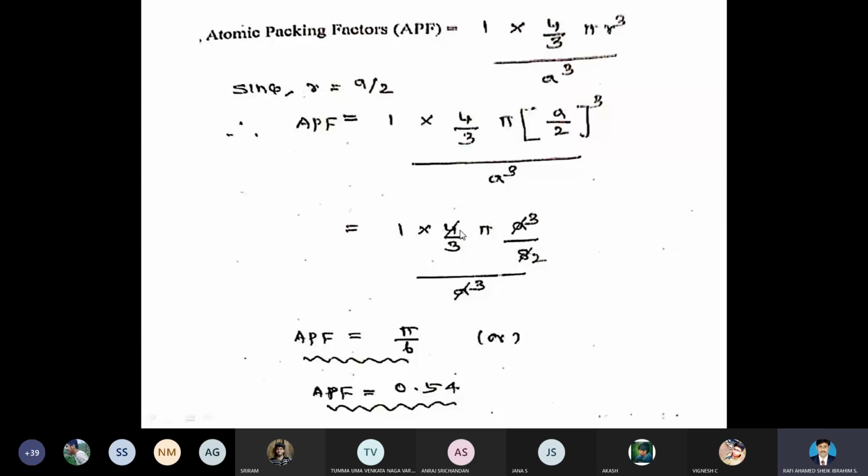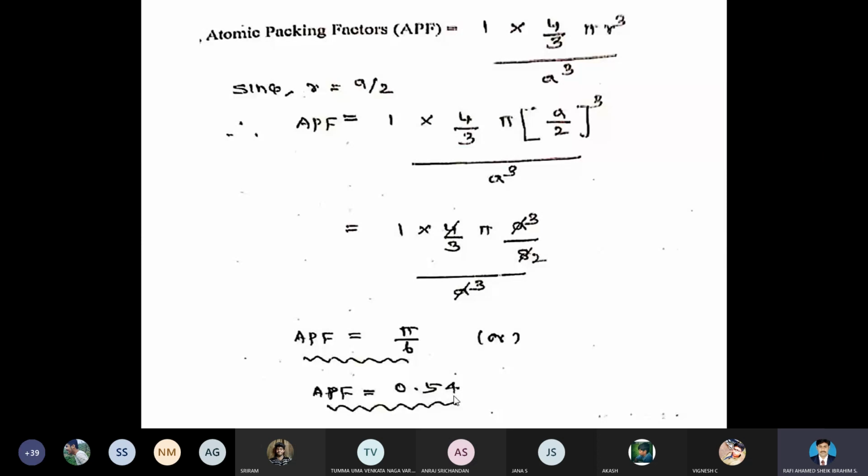8 and 4 get cancelled. So in total we have pi divided by 3 into 2, that is pi by 6. On further solving, we obtain APF equal to 0.54. So 0.54 is the conclusion, 0.54 is our result.